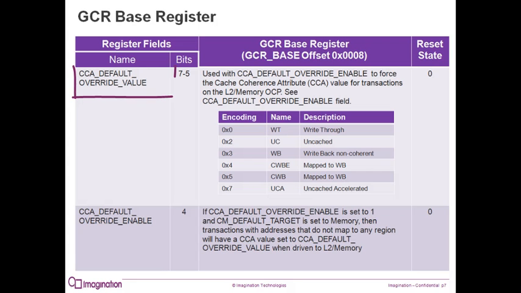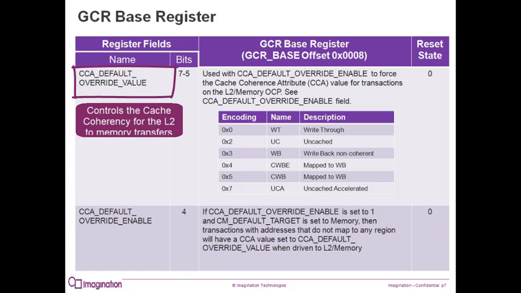The CCA default override value controls the cache coherency algorithm between the L2 cache and memory. So if this is set to write through, any writes to the L2 cache will also be written to memory. If it's set to uncached, writes will not be stored in the L2 cache and go directly to memory.